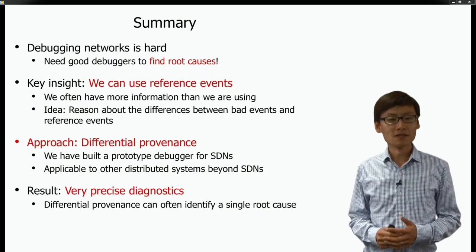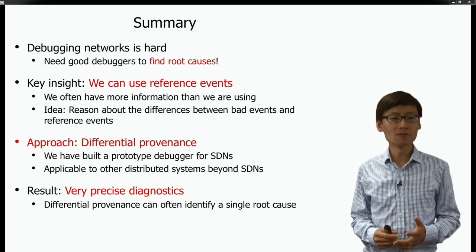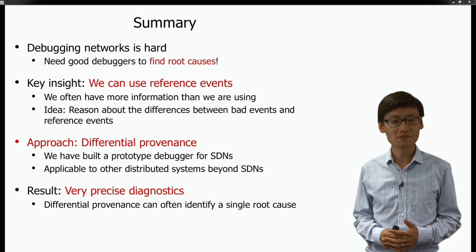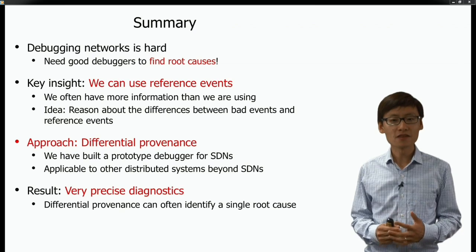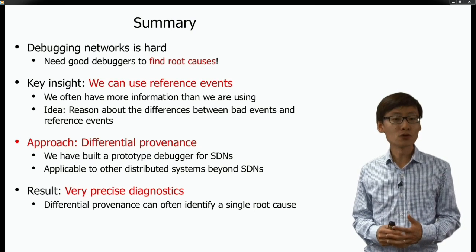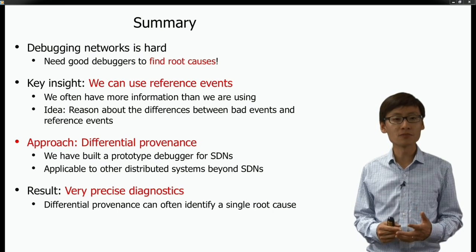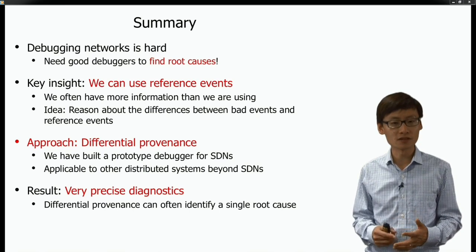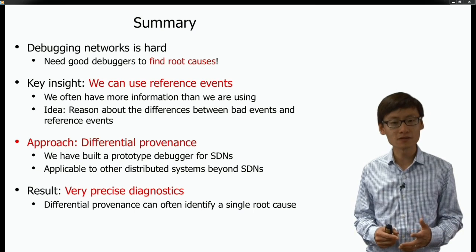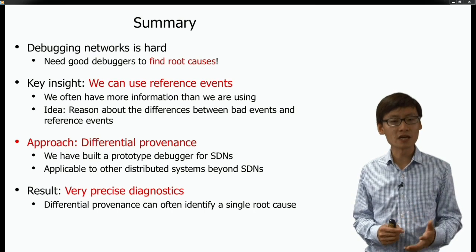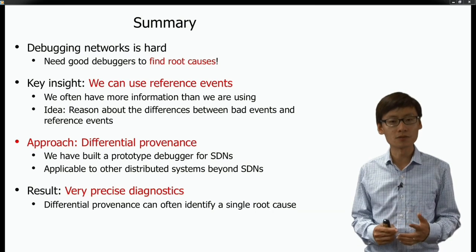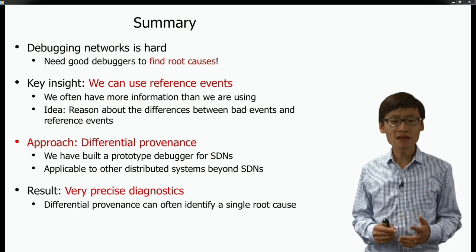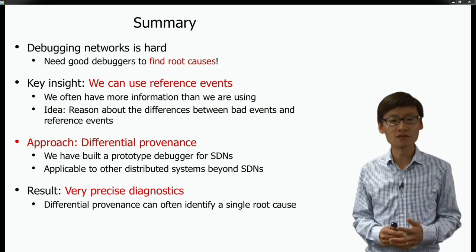So to summarize, network debugging is not easy, so we need a good debugger to find the root cause of our problem. Our key insight is that oftentimes we have more information than we are using. We can use reference events and think about the differences between the bad symptom and the reference event. This is what we call differential provenance. We built a debugger that works for SDNs, but is also applicable beyond SDNs, for instance, to MapReduce and other distributed systems. And we found that differential provenance is able to deliver very precise diagnostics as a result. Thank you.